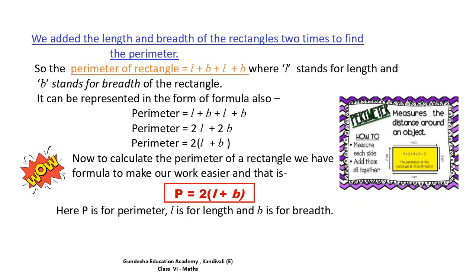By using the formula, we can find the perimeter and that comes to twice the sum of length and breadth, that is twice of 4 plus 2 is equal to 2 multiplied by 6 and that also comes to 12 centimeters. So the perimeter of rectangle is 12 centimeters.